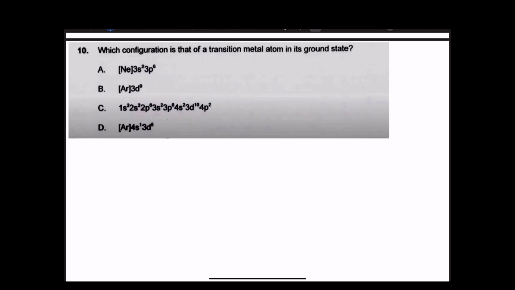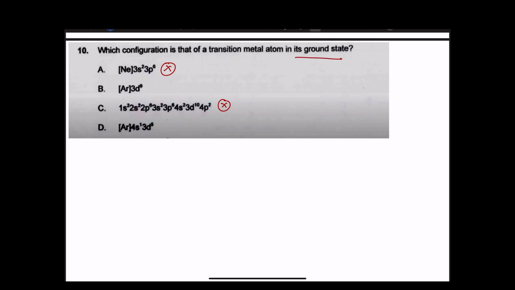Now moving on to the next one. Which electronic configuration is that of a transition element in ground state? A transition element will have electrons in its d subshell, right? It will have a half-filled d subshell basically. First one is wrong because there is no d subshell. C is also wrong because the d subshell is completely filled. Now B and D, it says in ground state.